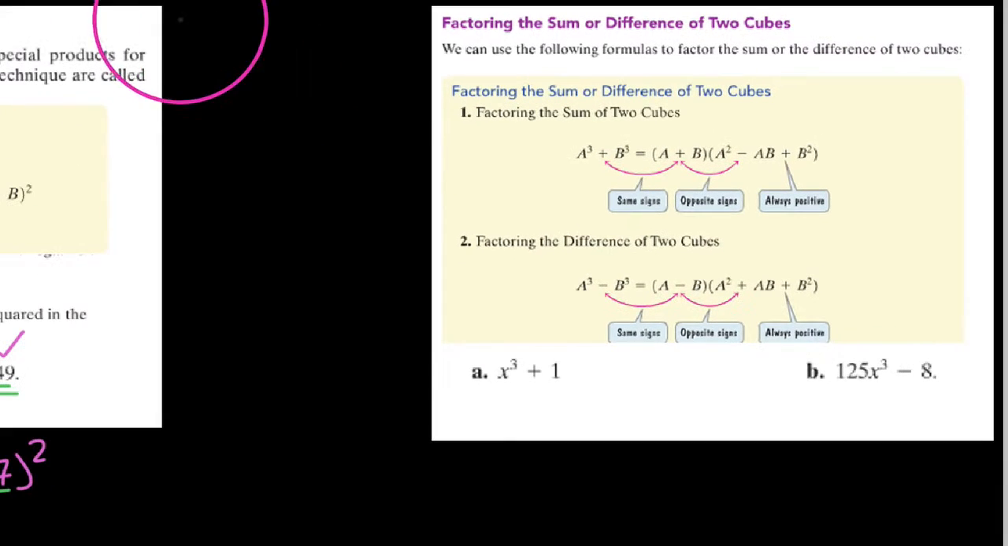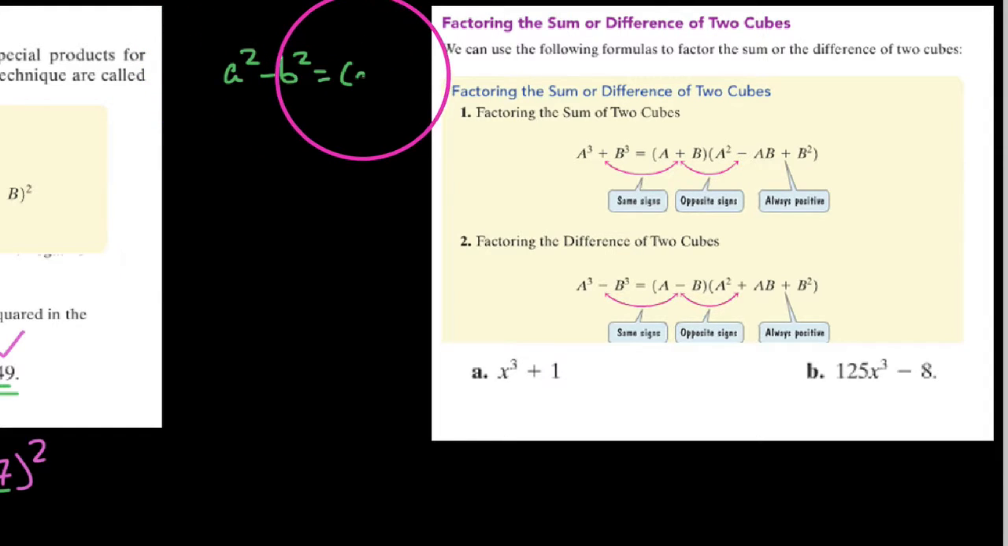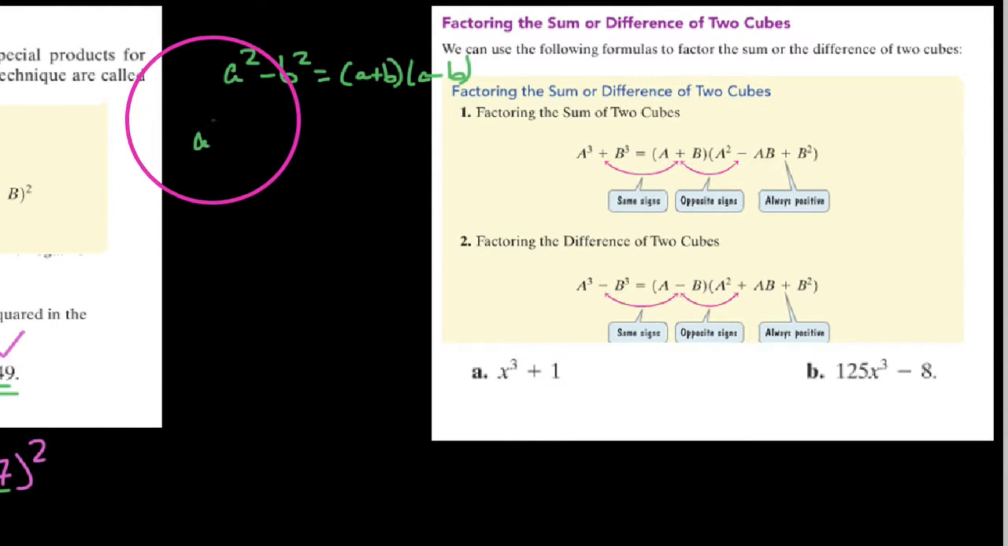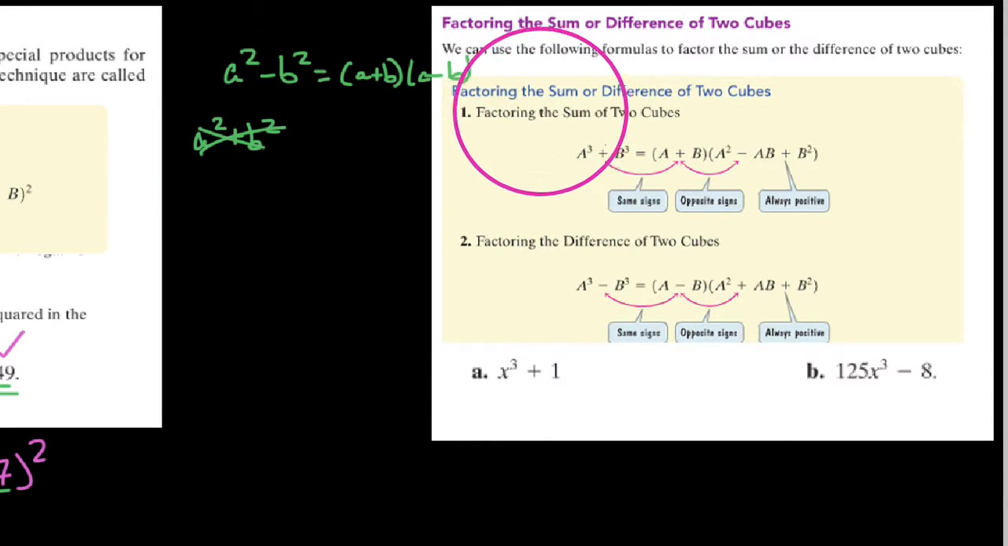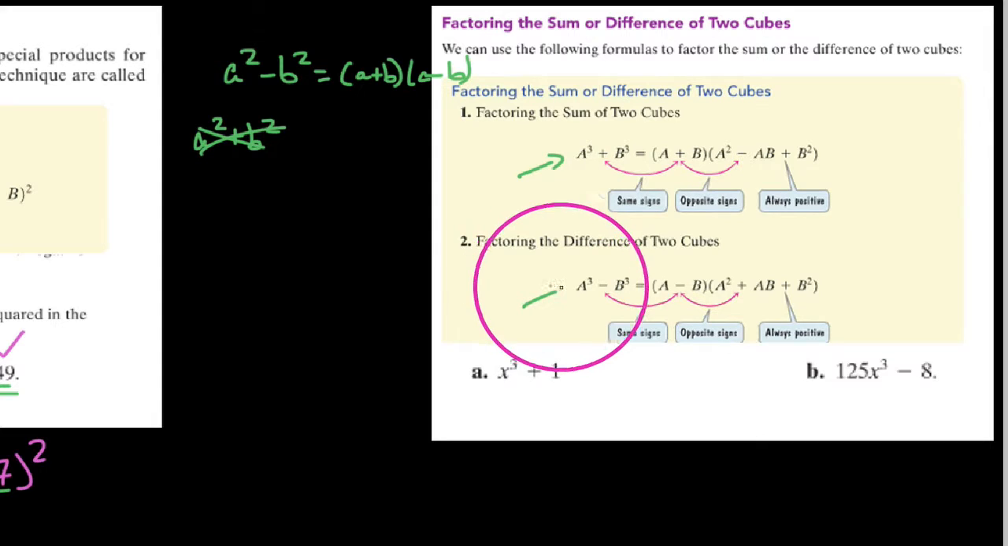So that being said, let's take a look at another special factoring pattern. We say a sum or a difference of cubes. Now, in a previous video, we said that you can factor a difference of two squares. It's (a plus b)(a minus b). But you can't factor a sum of two squares. You just can't do it. It's just not factorable. So what I want to point out is you can actually factor both a sum and a difference of cubes.